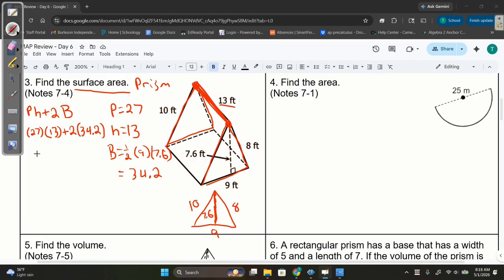Plugging all this in, I get 419.4 feet squared.